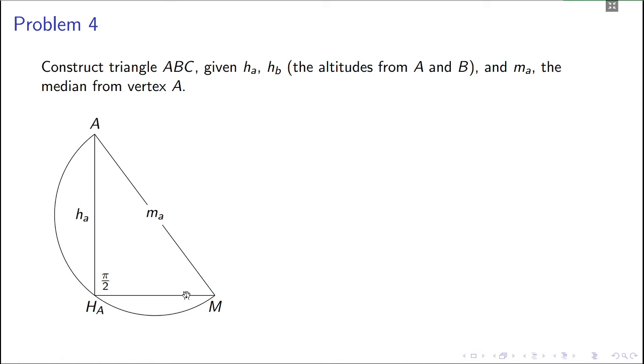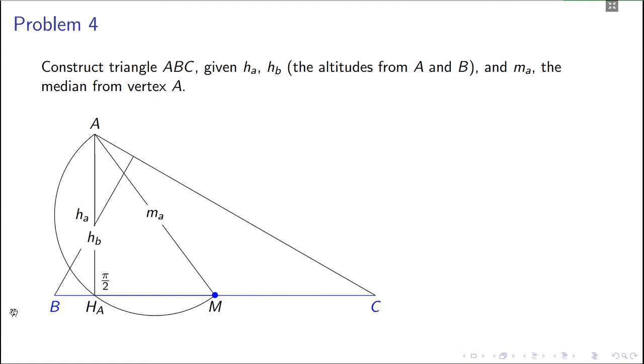So you take B and C at equal distance from M in such a way that if you drop a perpendicular from B to AC, it should be of the length HB. So the points B and C are symmetric with respect to this point M. Maybe you can argue that this point, since this is an altitude, will lie on the semicircle with BC as diameter, but it will not lead you too far.